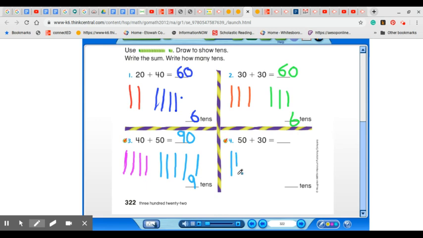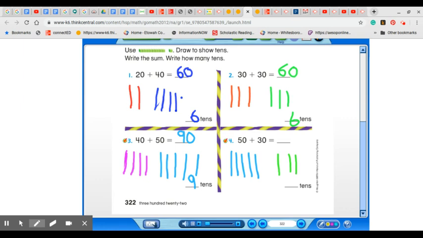1, 2, 3, 4, 5. Now, are there any ones in 50? No, because of 0. Very good. And we talked about that many times before we got out of school. Now I'm going to change colors, and we are going to go to 30. How many 10s in 30? And I hope you said 3. 1, 2, 3.